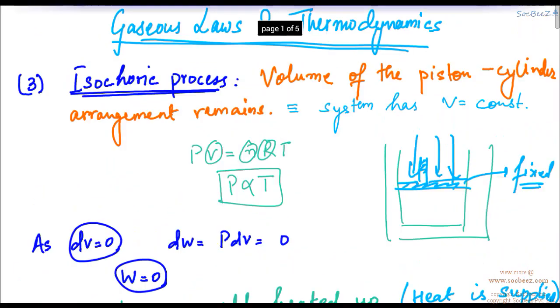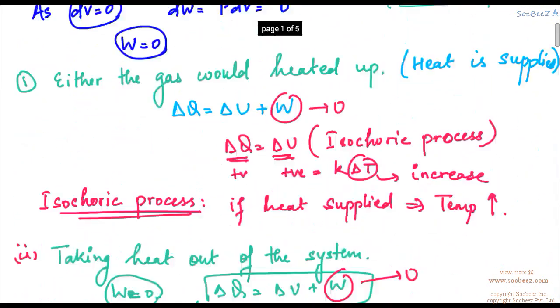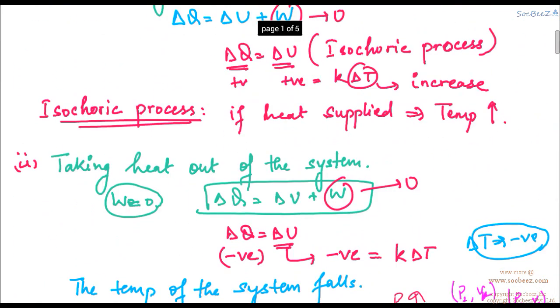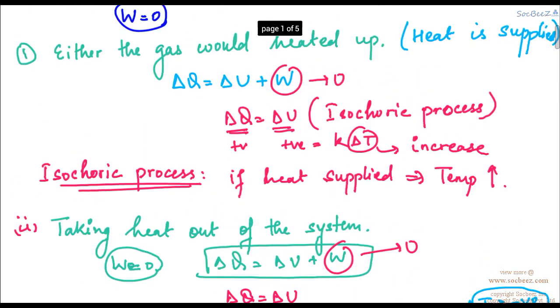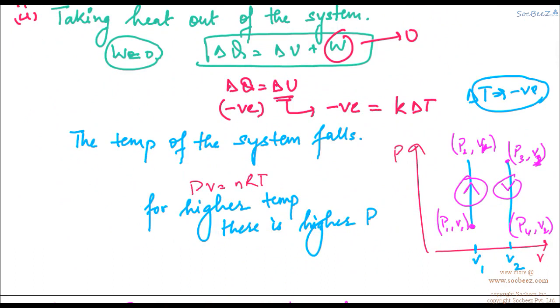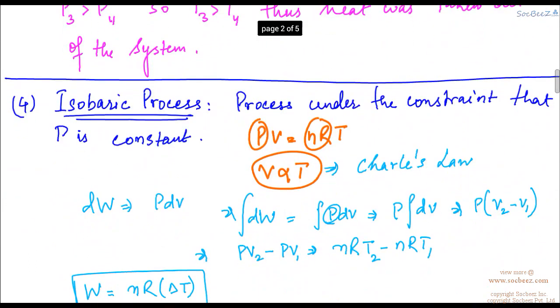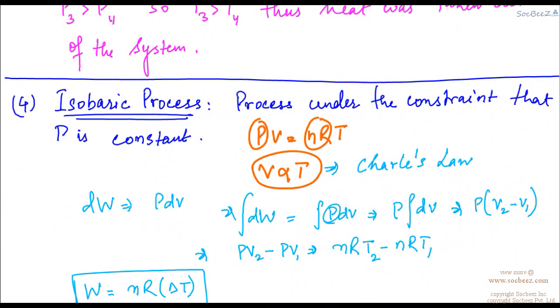So in this lecture, basically we learned two new processes. The first was the isochoric process, in which the volume is constant, and we tried to find the work done and what two cases are possible. Under the isochoric process, either heat is applied to the system or heat is taken out of the system. In that case, the temperature rises, and when heat is taken out of the system, the temperature of the system decreases.